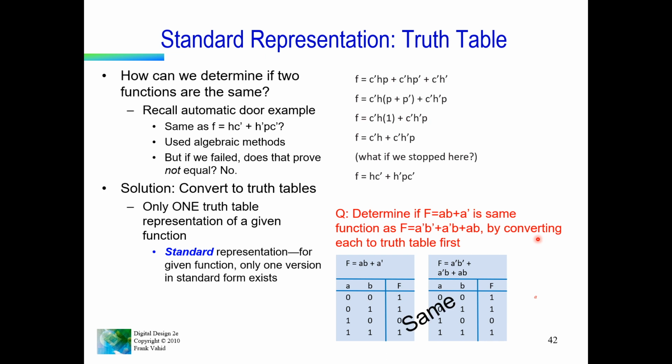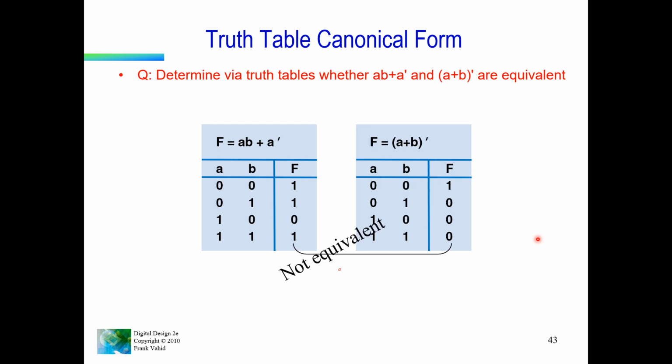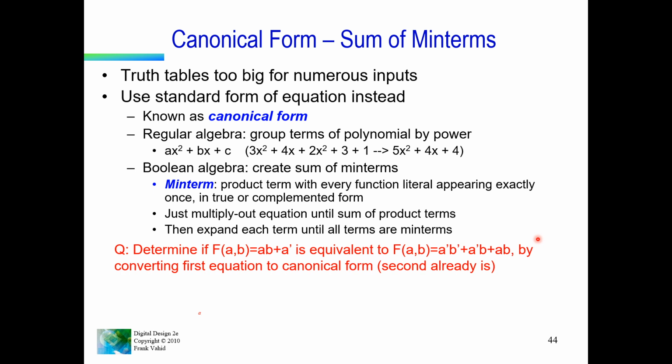However, there is a problem about truth table. There may be many inputs, so the truth table may be very large. So for these cases, we need a canonical form. Canonical form means that if the truth tables are same, then the canonical representations of the Boolean expressions must be the same. So for that purpose, we will use sum of products or sum of minterms expression as our canonical form.